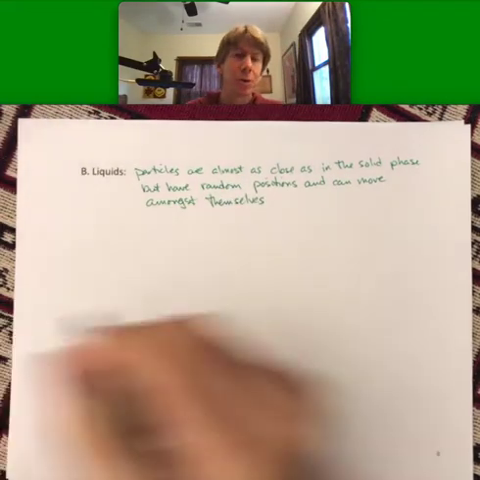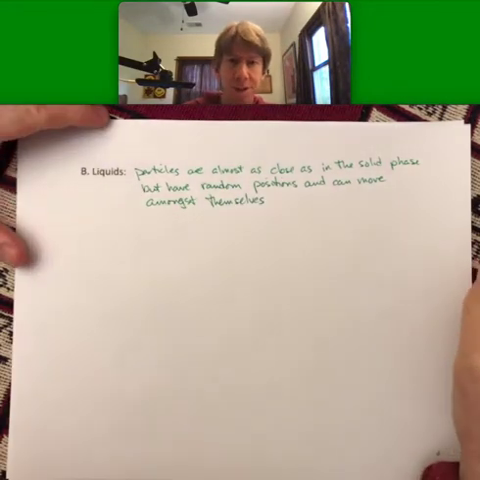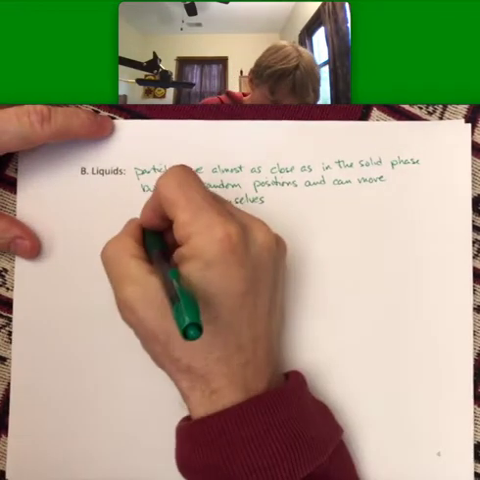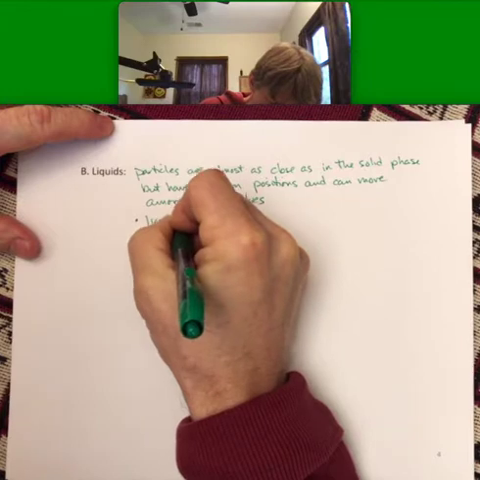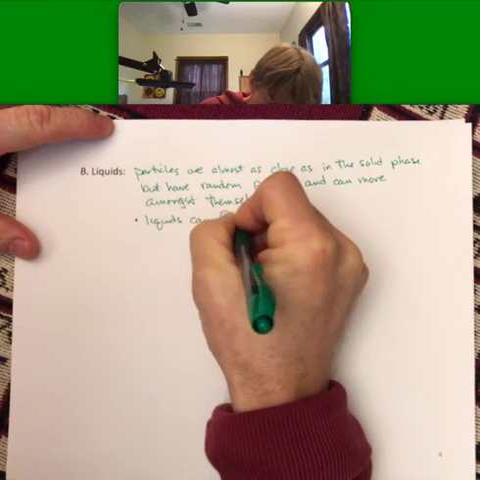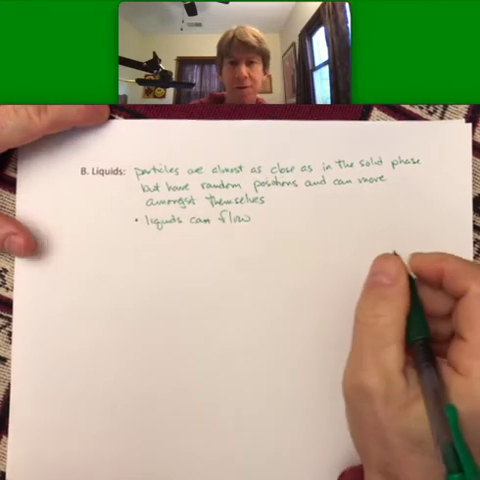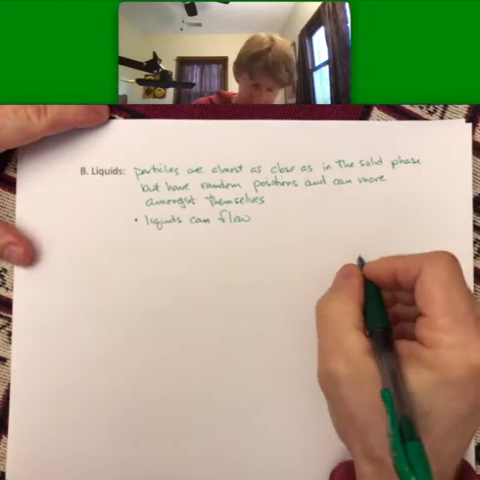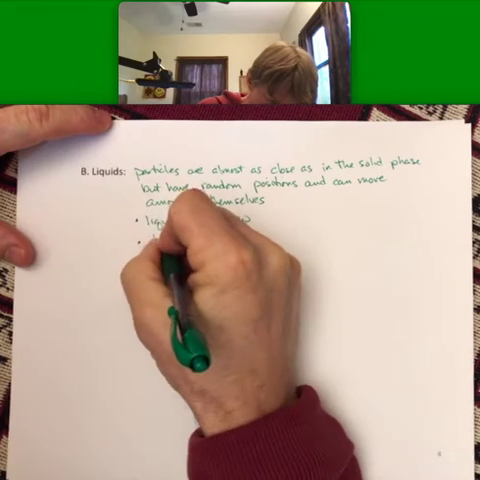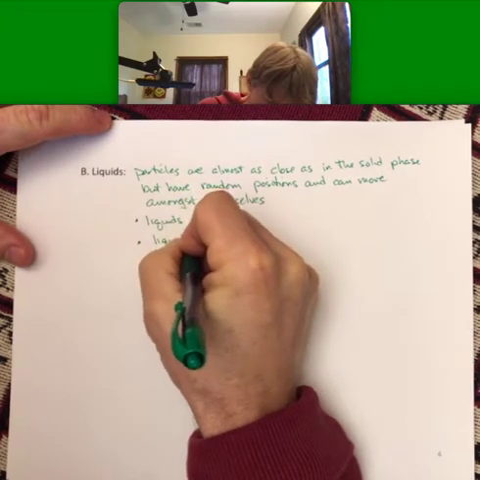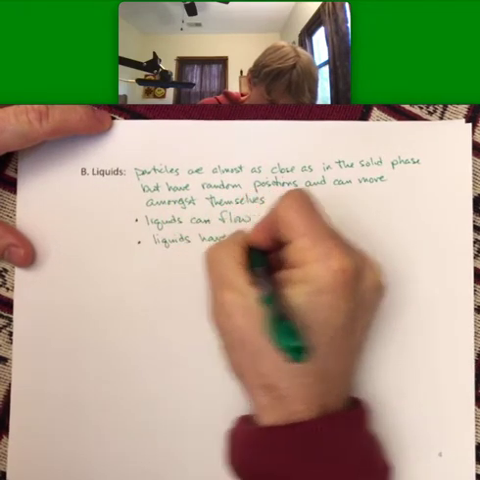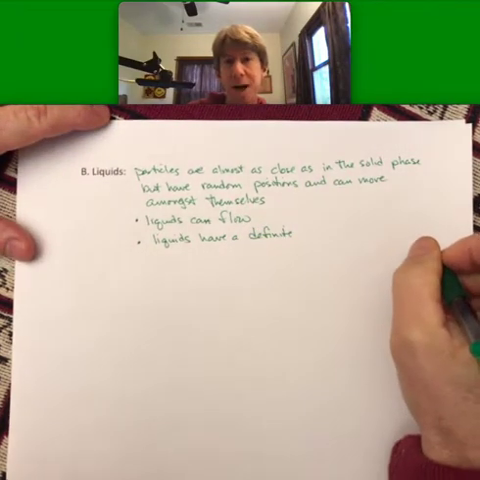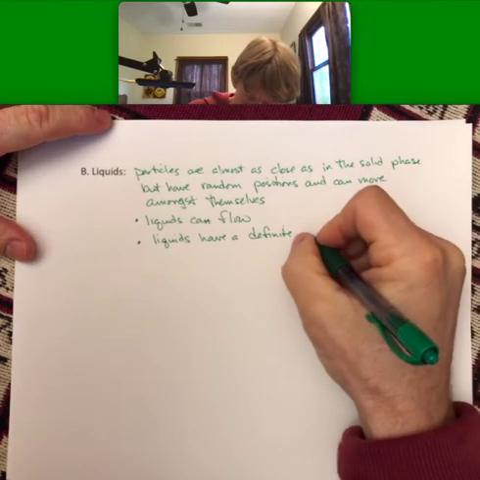We're familiar with water and other fluids being able to flow. So liquids can flow. Liquids have a definite volume, but no definite shape.